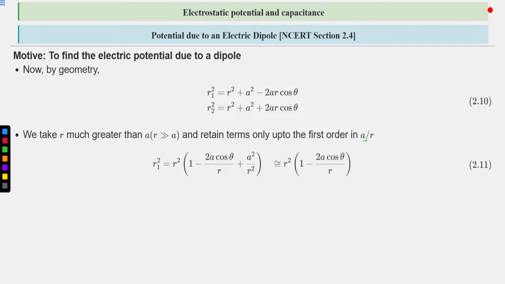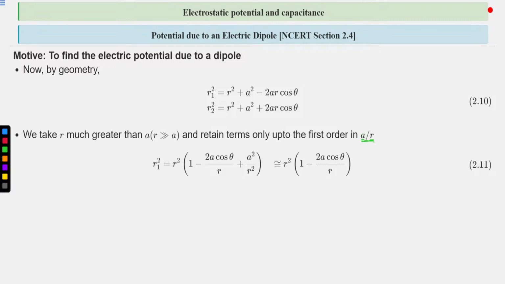What is this a by r? It means this distance is half the distance between the two charges in the dipole, and this is the distance of the point P from the dipole center. So if we take this very small term and this very large term, the ratio of these two terms will be very small, and if we take the square of this very small term, it will become even smaller, such that we can neglect it.